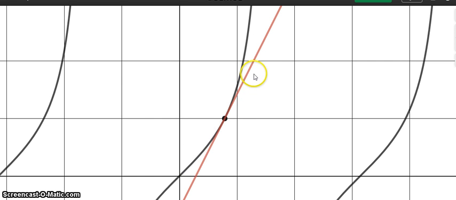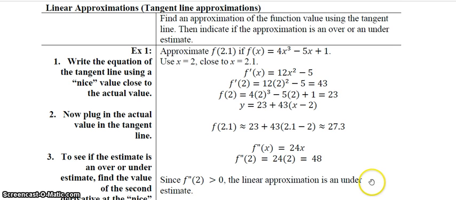That line is an underestimate. It doesn't matter if you go backward or forward. It's always going to be an underestimate, underneath the curve with a positive second derivative. If we flip it around with a negative second derivative, we would then have an overestimate. That line would be above the curve. By the way, this is the graph of tangent of x, and this is the tangent line at x equals pi over 4. Just for reference. Okay, so that's what we do there.